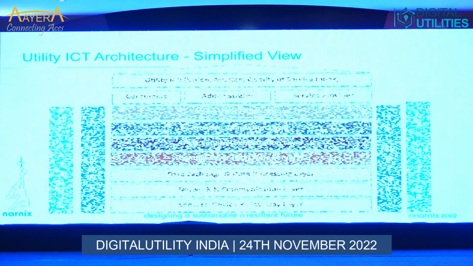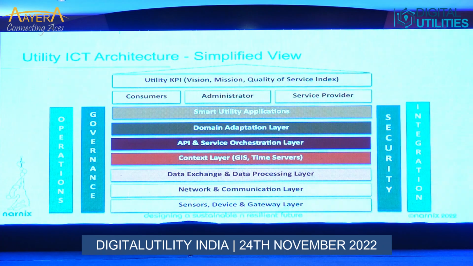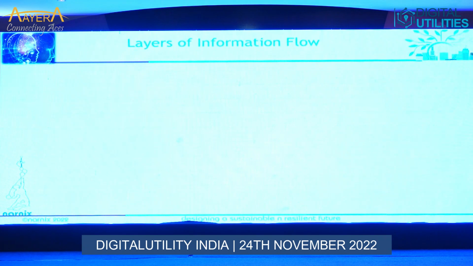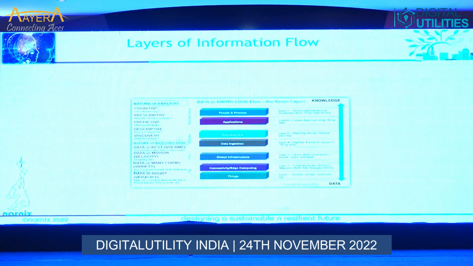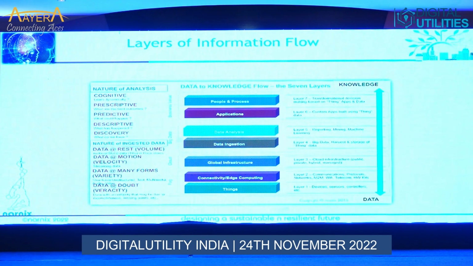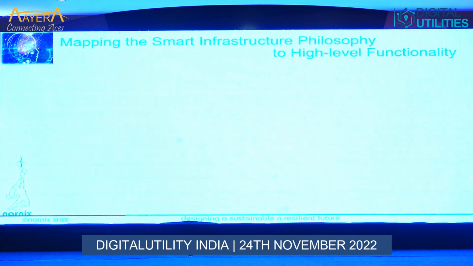And if you look at the utilities ICT architecture, a simplified view, you see multiple layers, and all these cross-cutting 4 pillars, which are operations, governance, security, and integration. And you see the layer of information. These are equivalent of the OSI model. This is how the data and information moves from the bottom to up, converting data into knowledge.